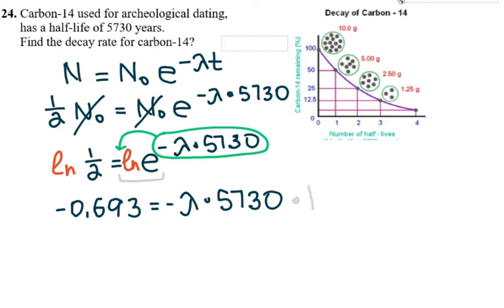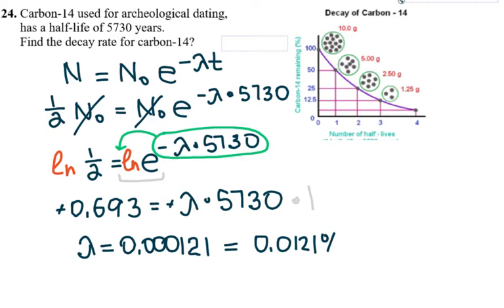So now if I cancel my negatives from both sides, I'll get that lambda is equal to 0.00021, or in other words, it will be 0.0121% per year. So this is how much of carbon will decay each year, because we calculated our time, we plug in the time in years.